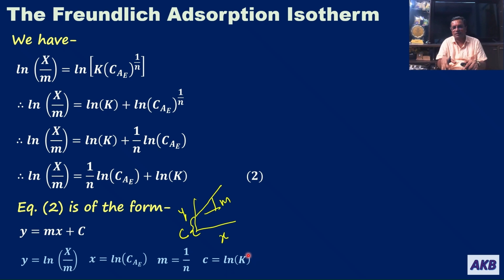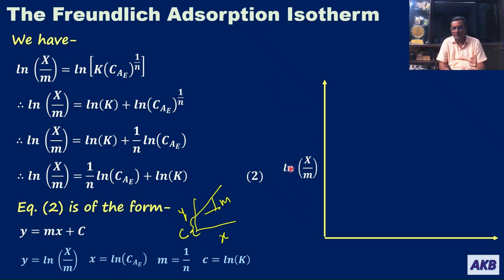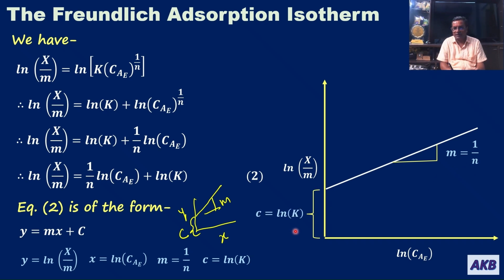So by knowing slope and intercept, you are going to get the constants. That is what we will have to do when you have to use the Freundlich adsorption isotherm. The basic job is to find the values of the constants. So you just have to plot ln of x by m on the y-axis and ln of C_e on the x-axis. You are going to get a straight line which has a slope of 1 by n, and intercept of the line on the positive y-axis is ln of k. So in this way, if you know the intercept, you can get k. If you know the slope, you can get n. So this is how you have to use Freundlich adsorption isotherm.